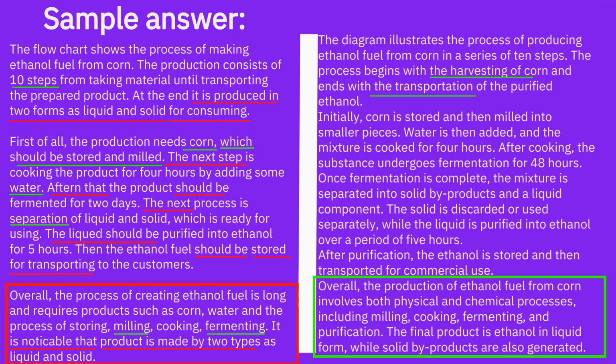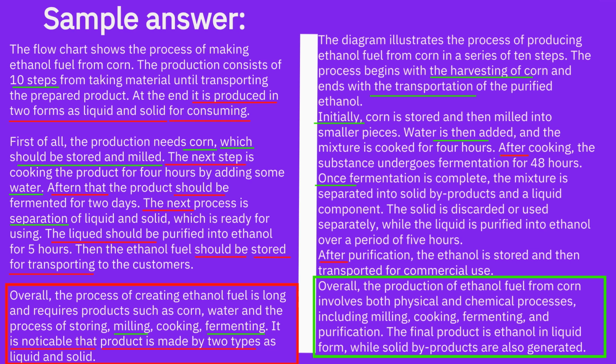For the criteria of coherence and cohesion, the estimate is band 8. The essay is logically organized and easy to follow. Linking words like initially, then, after, and once are used appropriately. Paragraphing is effective. Minor suggestion: a few transitions could be more varied. "After" is used twice closely, and the final paragraph could be slightly more connected to the main body.